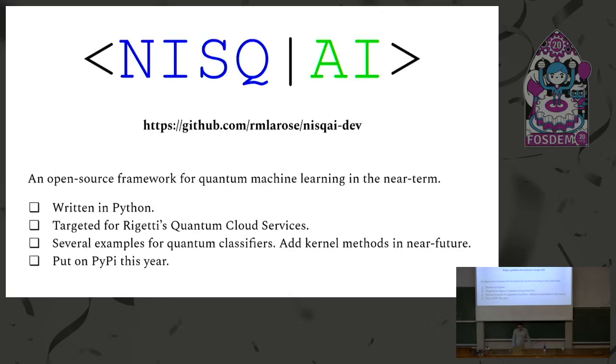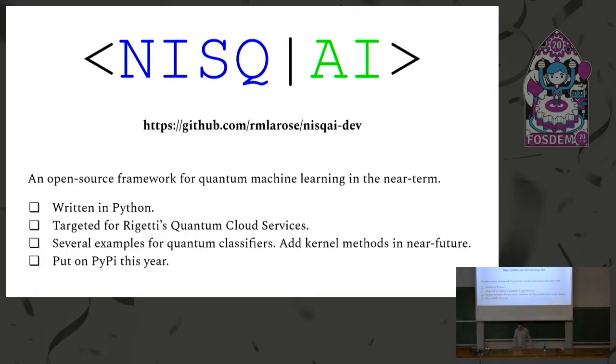NISQ AI, we say, is an open source framework for quantum machine learning in the near term, sort of one of several now. We have a little bit different approach than others. Well, we're in Python, but we're targeted only for Rigetti's quantum cloud services. Instead of being sort of hardware and backend agnostic, we're only writing for this backend. It has very promising capabilities for near-term quantum computation, such as dedicated time, active resets, and all these nice things. So far in our library, we're still sort of in an alpha stage.